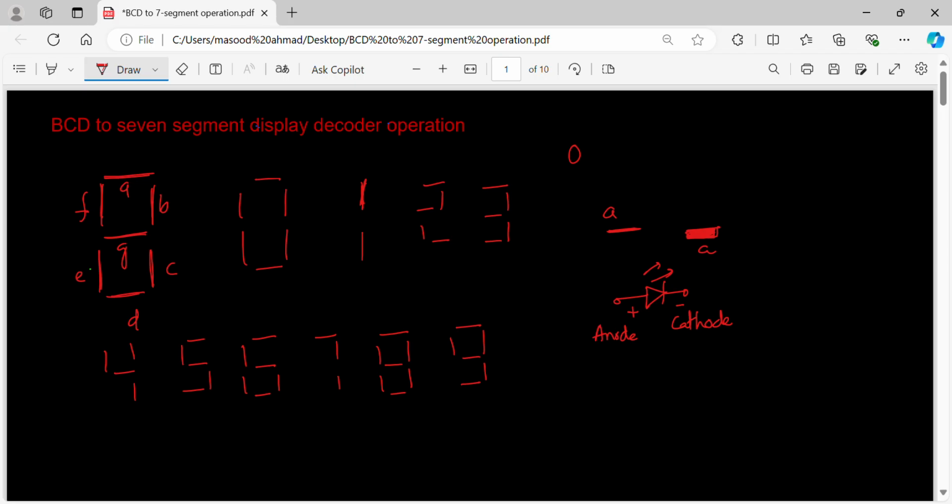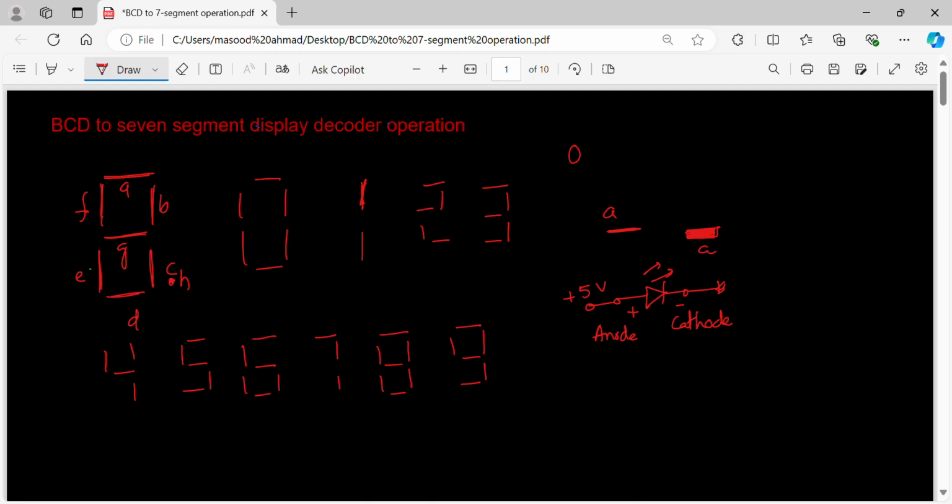Now, for this to glow, this should be connected to positive supply, +5, and this should be connected to ground. Then it will glow. There are 1, 2, 3, 4, 5, 6, 7 segments. There is also a decimal point, which is H. We are not considering it now; it is not required for us right now.